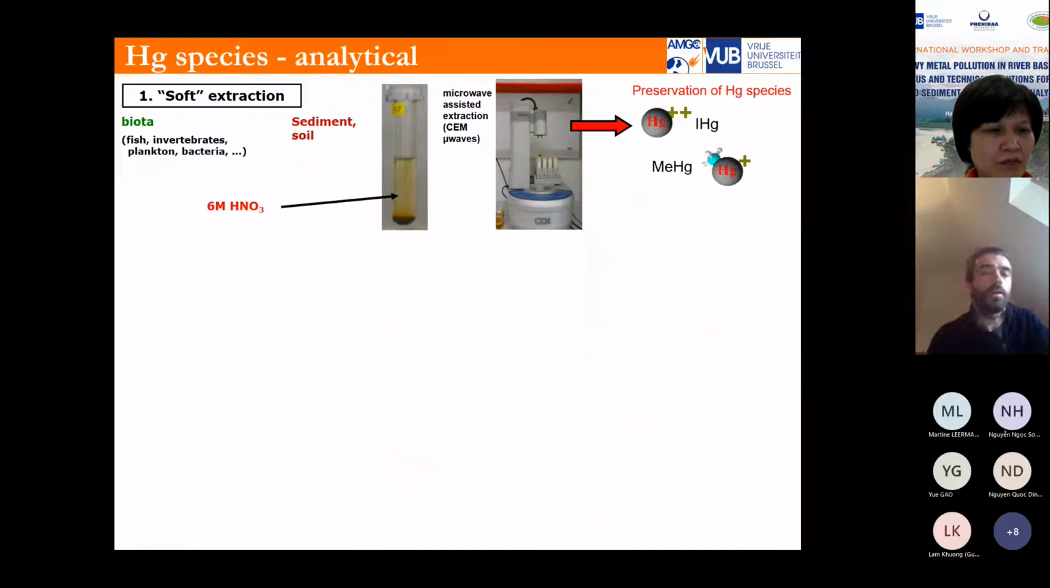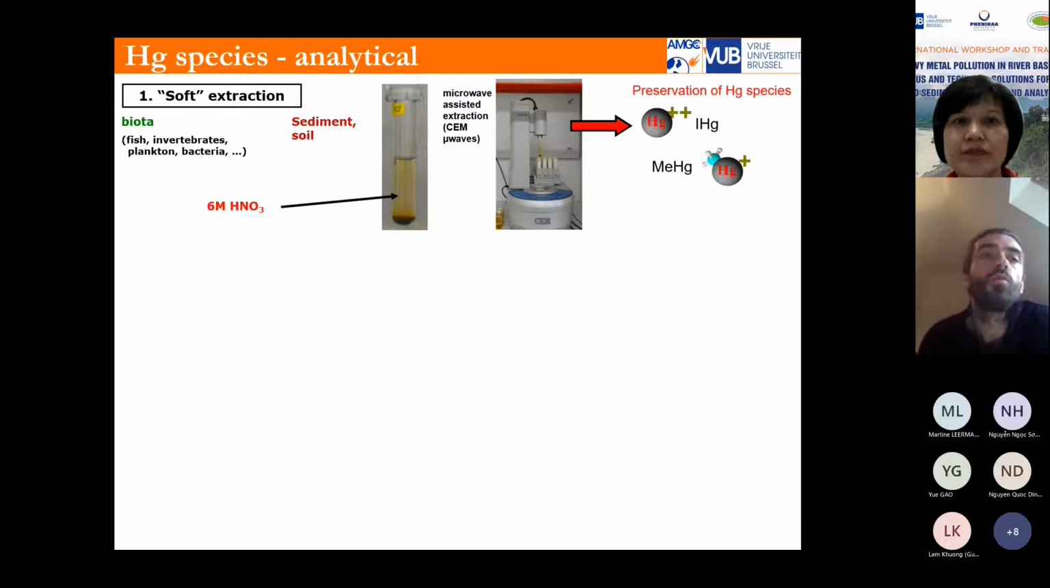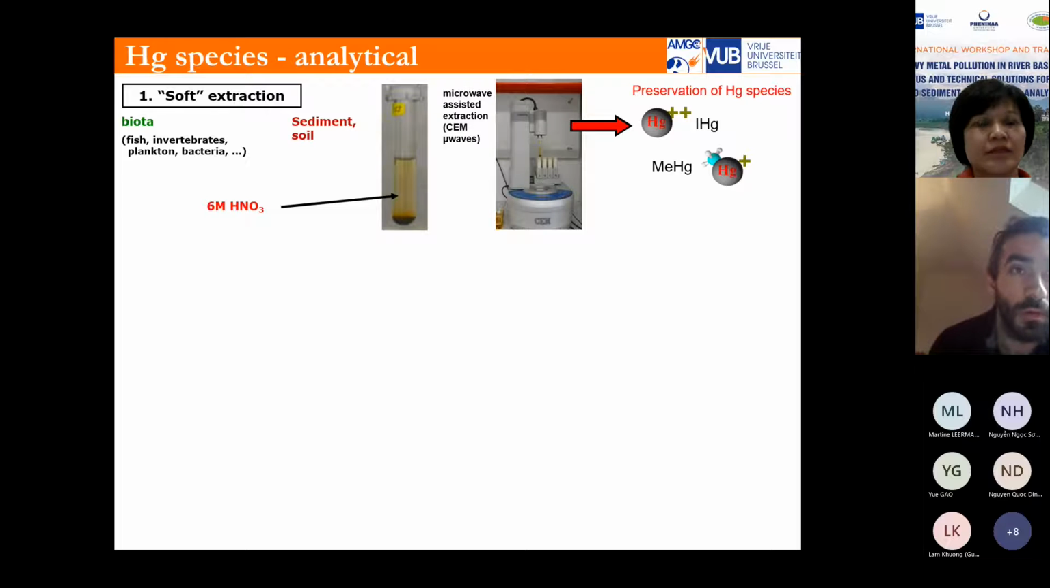I'm not going to talk a lot about analytical tools and process to measure mercury, but just here. For example, if we want to get the methyl mercury out of a soil or a sediment or organism, we do extractions with what we call soft extractions. So it's nitric acid, but only 50%, like 6 molar, which prevents the carbon bond of methyl mercury from being broken. So you actually preserve the mercury species.